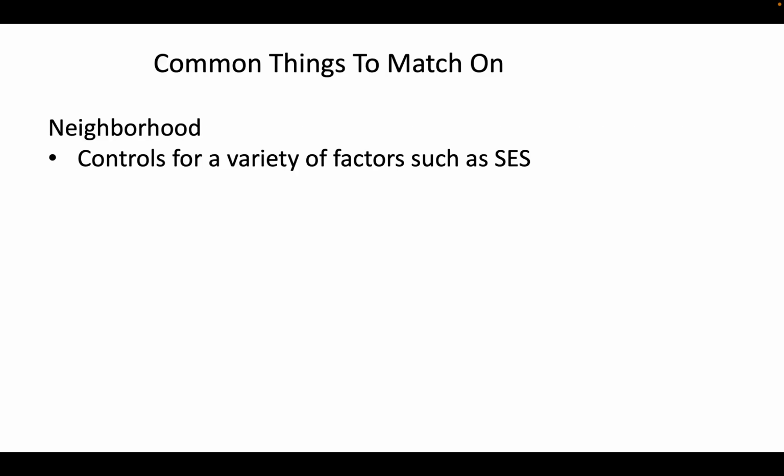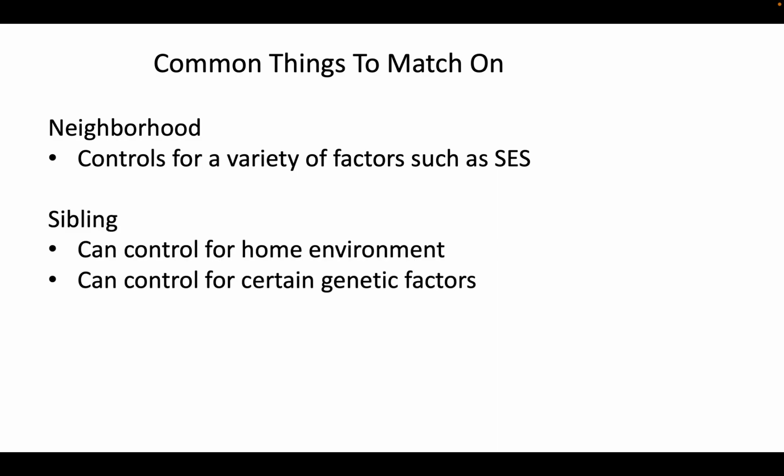So some really common things to match on are neighborhood, because there's a lot that's similar to people who live in the same neighborhood. They might be exposed to the same pollution. They might be of similar socioeconomic status and stuff like that. So controlling for neighborhood can control for all of these other things that are harder to measure. Controlling for siblings is great because you can control for a bunch of genetic factors, and you're controlling for both nature and nurture in a lot of ways.